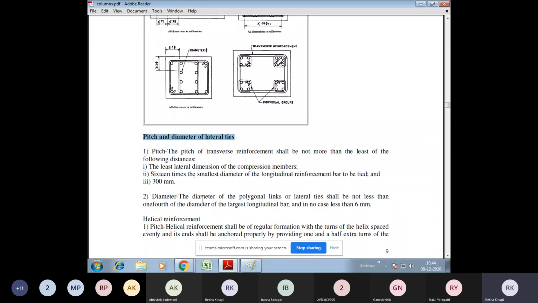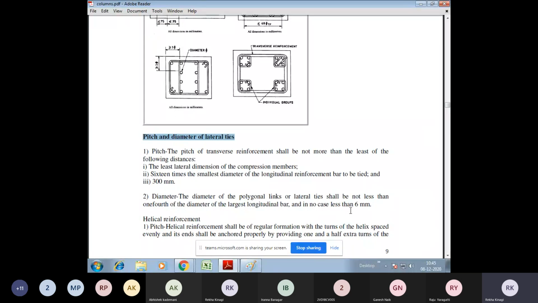And the diameter. The diameter of the polygonal links or ties shall not be less than 1/4 of the diameter of the largest longitudinal bar. Suppose we are using a 25 mm bar, then 1/4 of 25 mm turns out to be 6 mm or more, and in no case less than 6 mm. So if it is 6 point something, we can proceed with 8 mm diameter. And suppose we are using a 20 mm longitudinal bar, then 20 by 4, we get 5 mm.